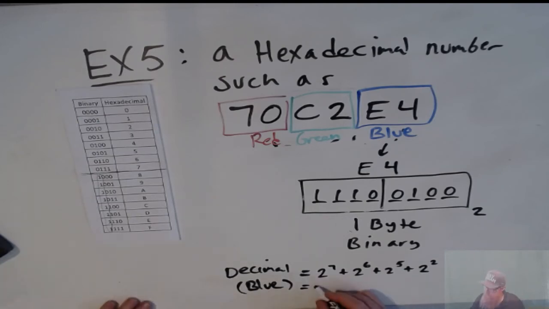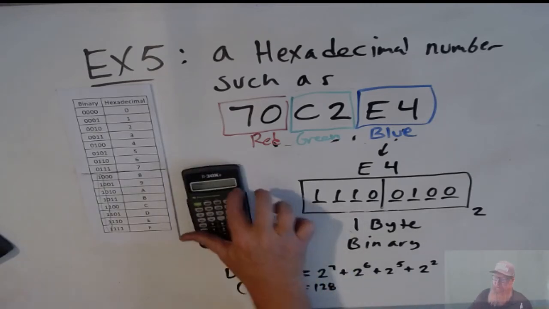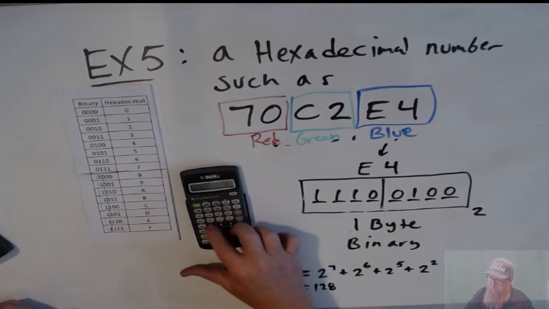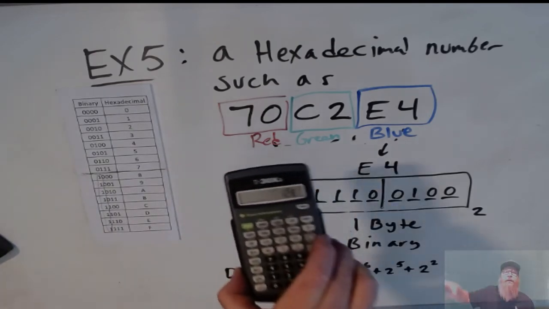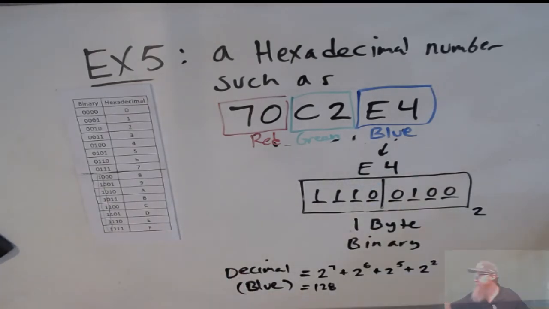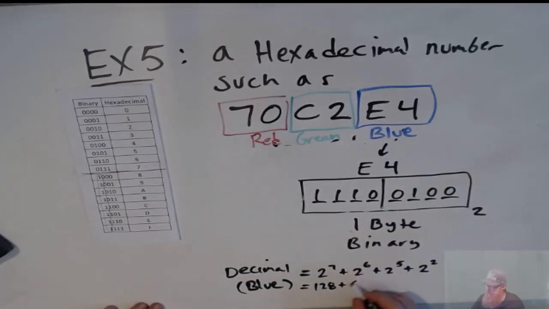So that would be 2 to the 7th. 2 to the 7th is 128. If you have to, you can use your calculator. 2 to the 7th power, and you get 128. I think you can do the rest of these by hand. 2 to the 6th is 64. 2 to the 5th is 32. And 2 to the 2nd is 4.